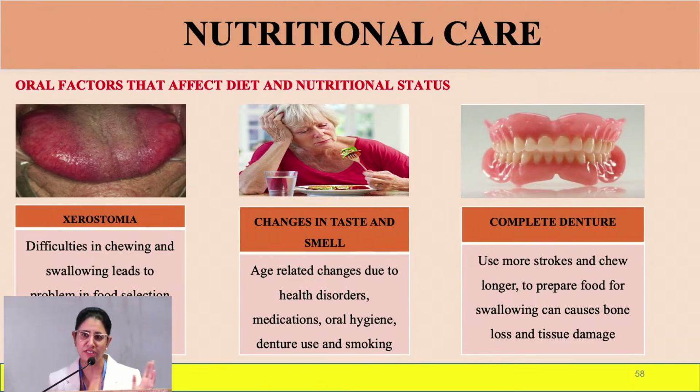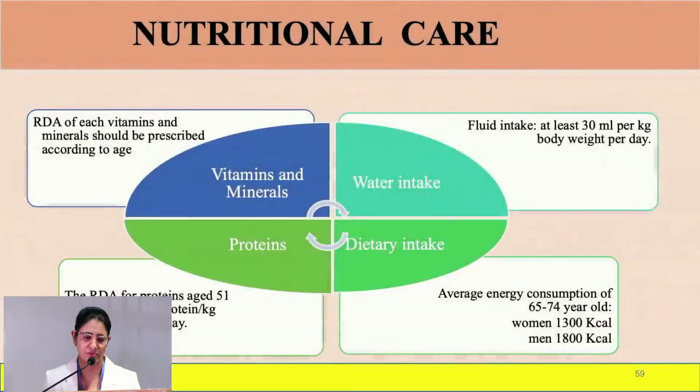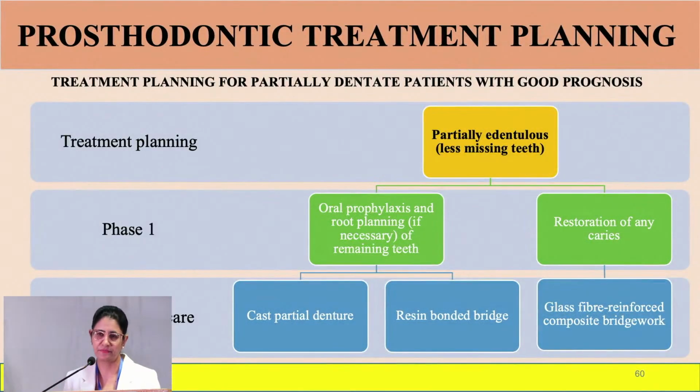Also, there might be physiological changes in the taste. The taste buds decline with aging. So if the taste is compromised, the patient might not enjoy the food, and that might lead to compromised nutritional status. And also the chewing efficiency of the prosthesis is definitely much, much lower than the natural dentition. So all these oral factors lead to the compromised nutritional status of the patient. So we need to address it, give instruction, and refer the patient to the nutritionist if required.